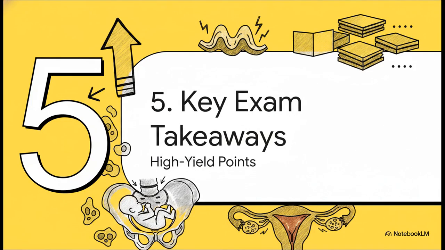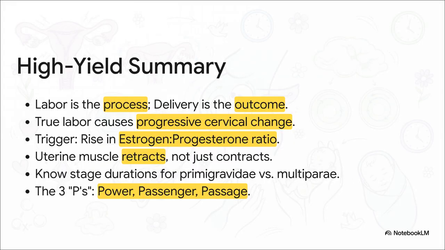Whew, okay, we have covered a ton of ground. So let's boil it all down to the absolute must-know high-yield facts for your exams. This is the stuff you really need to lock in. All right, here's your final checklist. If you're cramming the night before an exam, this is the slide you need. Remember, labor is the process, delivery is the outcome. Normal labor, or eutocia, has those 5 specific criteria. The key hormonal trigger, that shift in the estrogen to progesterone ratio, all kicked off by the baby's HPA axis.